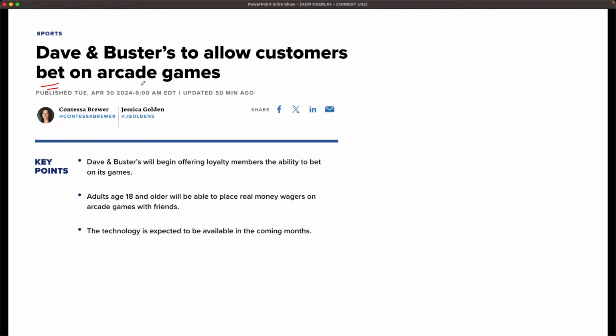I never thought we'd be able to go to Dave & Buster's. I grew up in New Jersey. I never thought we'd be able to go to the arcade on the boardwalk, and instead of putting a quarter in those pleasure machines, as Bruce Springsteen would say, we actually get to gamble. This is a crazy precedent that is being set. April 30th, this just came out.